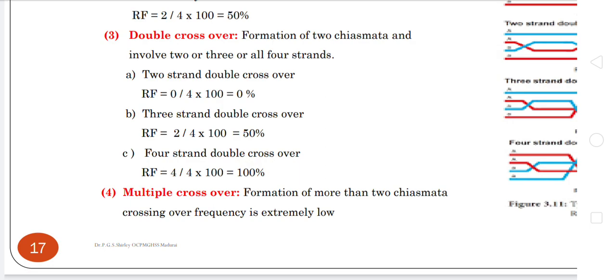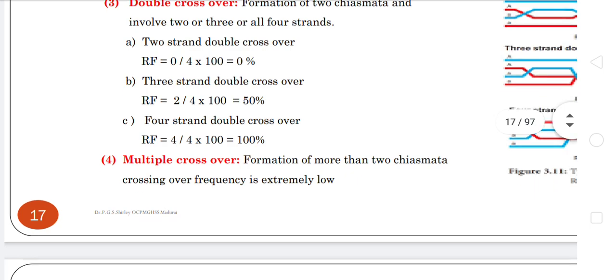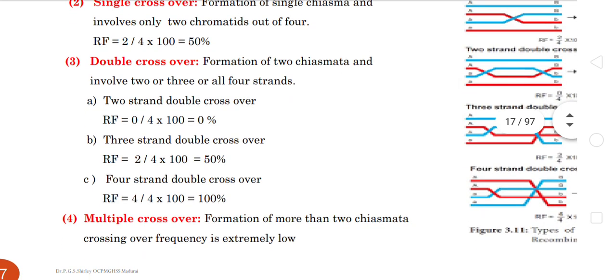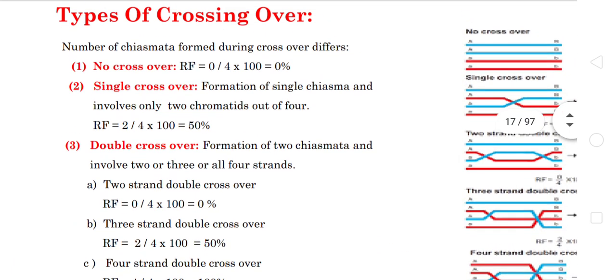Again I am recalling, if there is formation of two chiasmata, we call it double crossover. It is subdivided into 2 strand, 3 strand and 4 strand. And the last one is called multiple crossing over. That means formation of more than 2 chiasmata, but the occurrence is very, very low. And these are the types of crossing over.